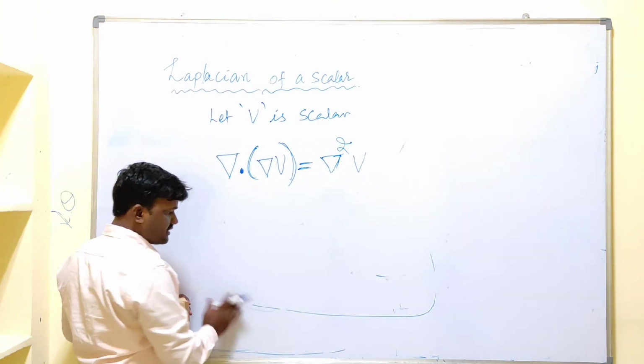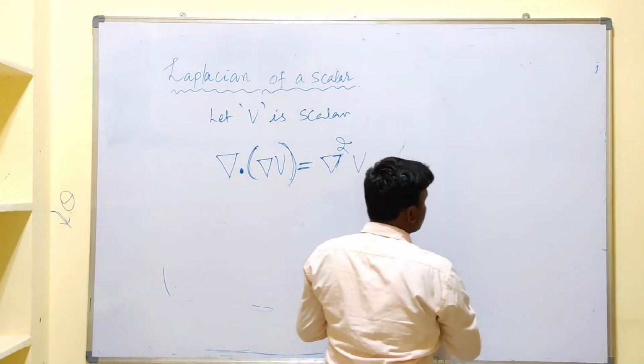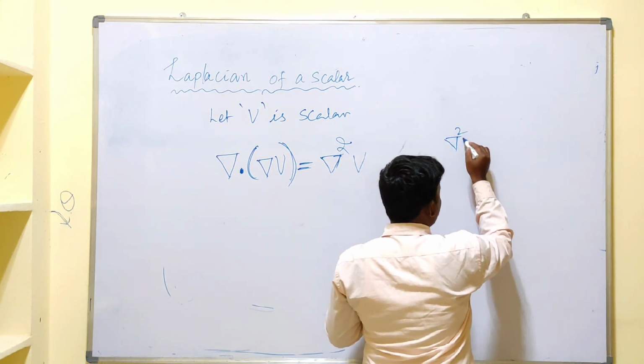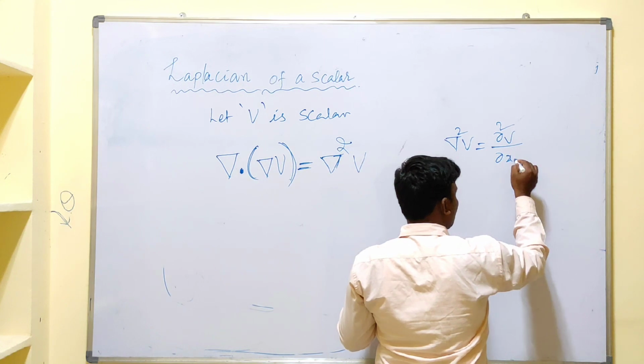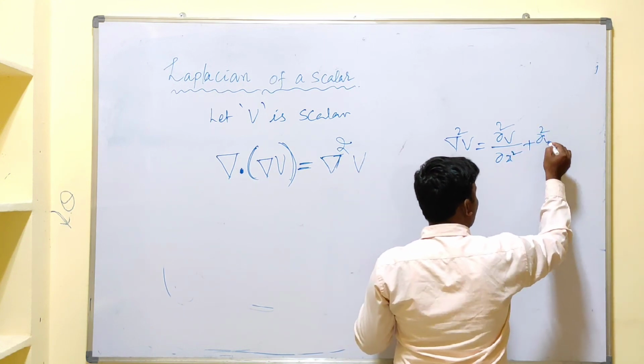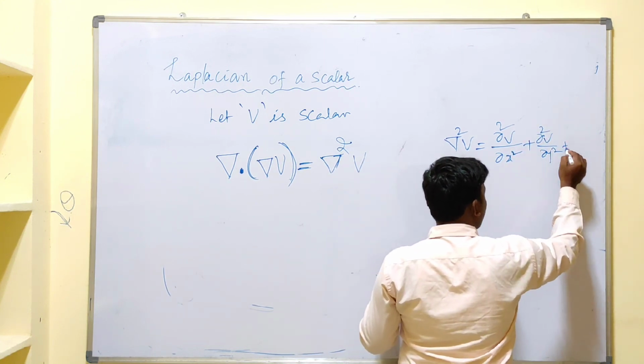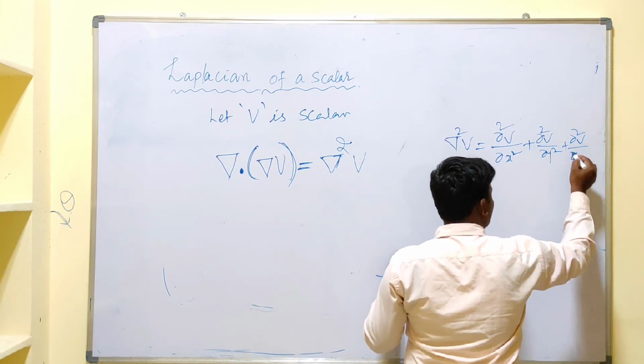We derived this del square V, which in Cartesian coordinates is ∂²V/∂x² plus ∂²V/∂y² plus ∂²V/∂z².